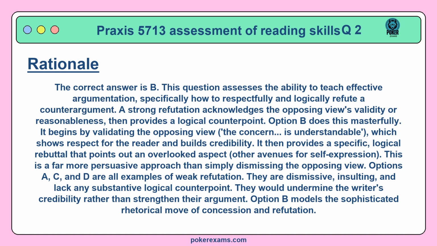Options A, C, and D are all examples of weak refutation. They are dismissive, insulting, and lack any substantive logical counterpoint. They would undermine the writer's credibility rather than strengthen their argument. Option B models the sophisticated rhetorical move of concession and refutation.